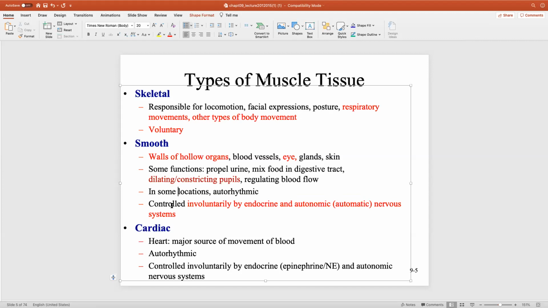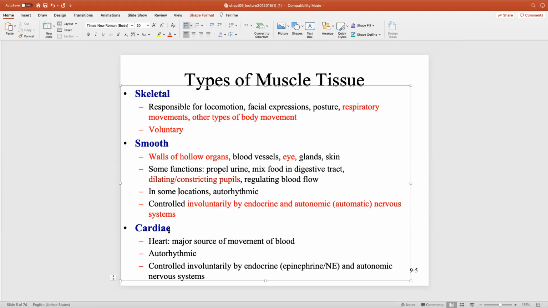Now, we don't generally think about it in terms of blood flow, but your blood vessels are one continuous hollow organ that, unless blood is in it, is going to be hollow. Cardiac muscle, the heart.